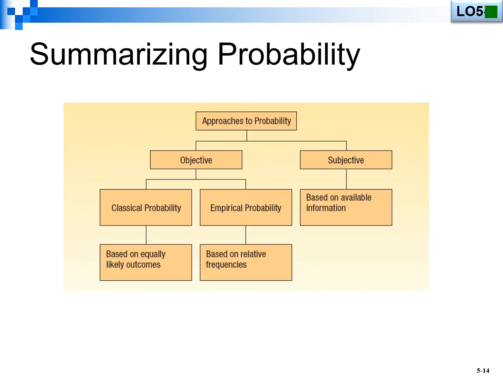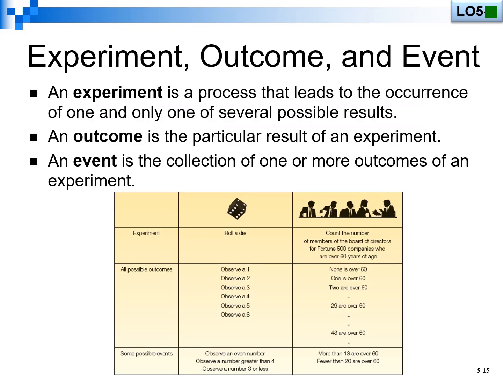And I did skip through a couple of those. I think they were good enough that you can just read about them. But I do like this slide where it gives you a summary of the different approaches to assigning probability. Notice the objective approaches are either classical or relative frequency type, or the subjective, which is sometimes you base it on whatever you have or your gut feeling. But we'll use a little bit of all of these as we go through the upcoming chapters.